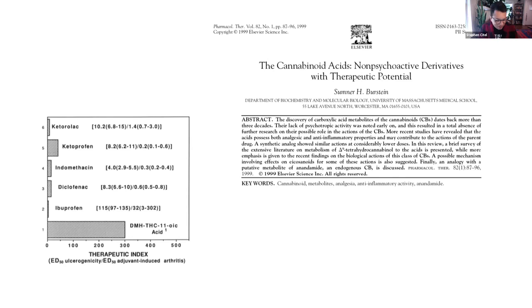And just for clarification, CBDA and THCA, the acidic forms, are non-intoxicating like the decarboxylated forms. So you're not going to get high from consuming THCA.